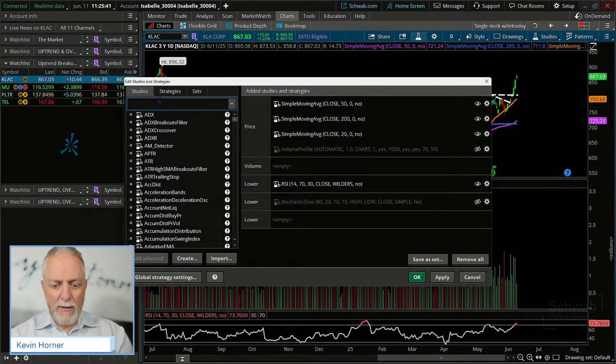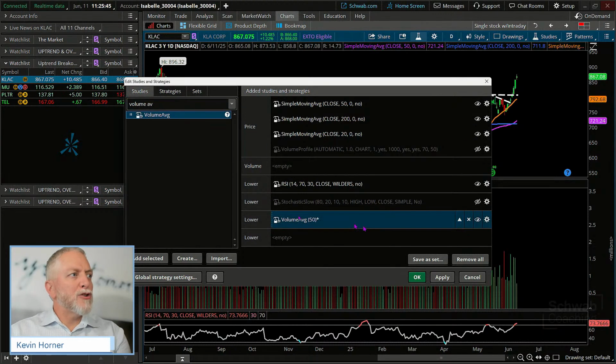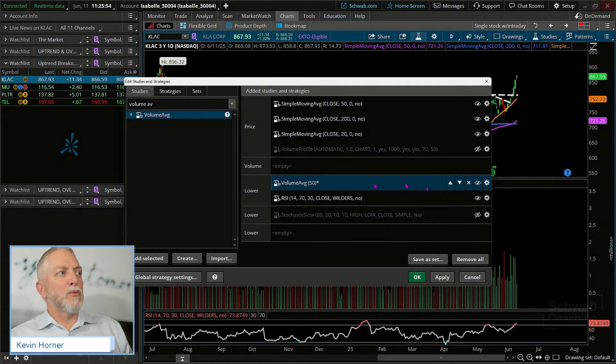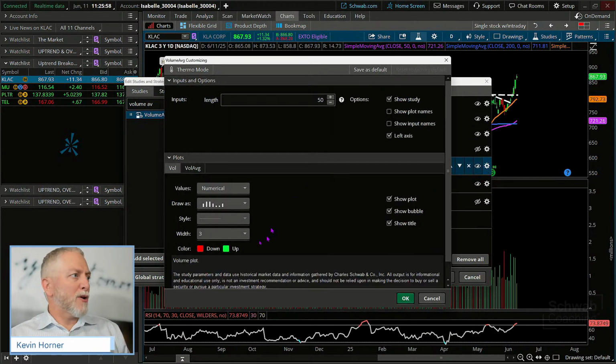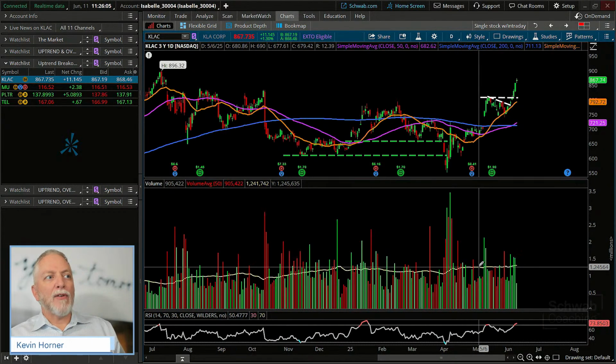Let's do, yep. And we can do a volume average, and this defaults to 50 days. I'm just going to place it in my volume pane up here, and that way the average line will run through my volume bars horizontally. Let me show you. Okay, the width is 3. There it is. So there's my average volume line.